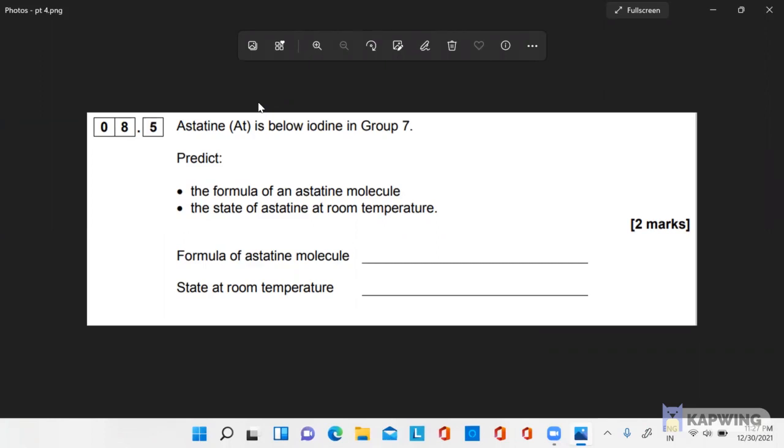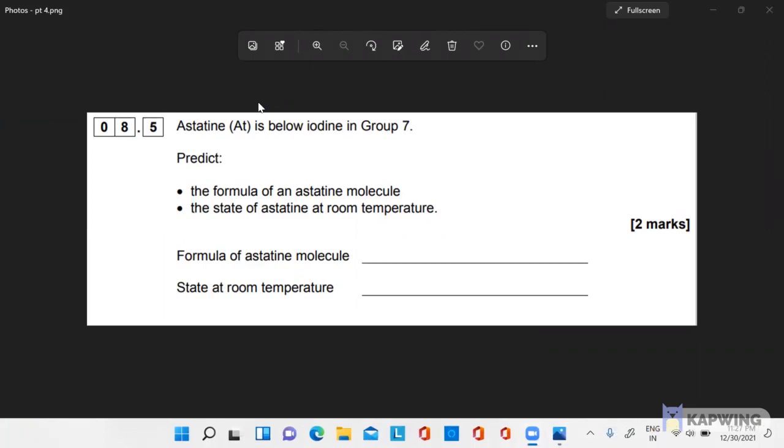The formula of astatine molecule will be At2, which means one molecule of astatine will contain 2 atoms of astatine. Now let's go to the second question. The state at room temperature, like in what state we will find astatine at room temperature.